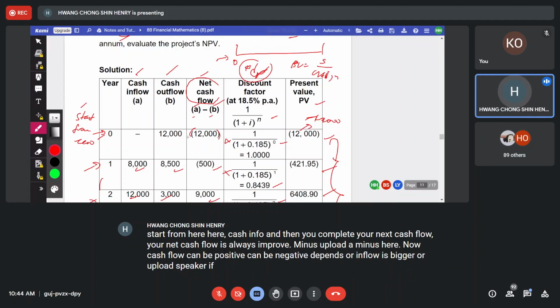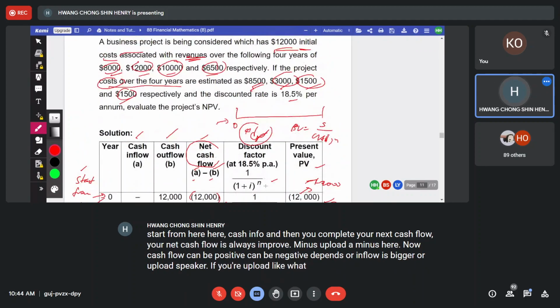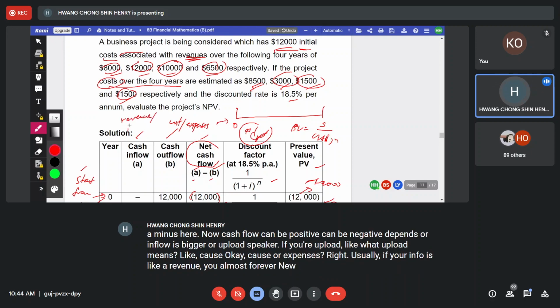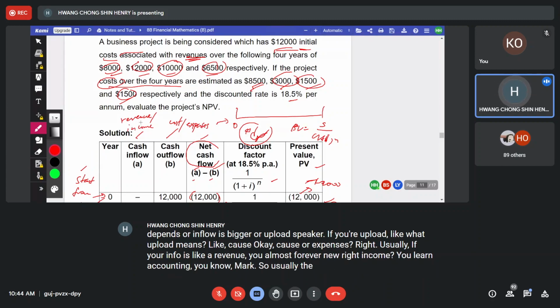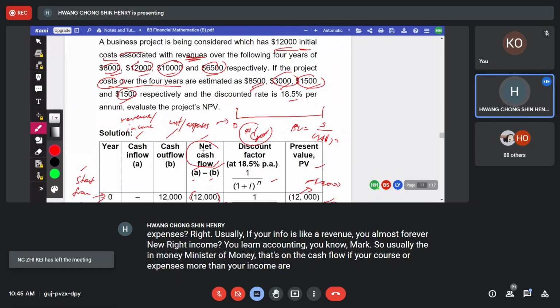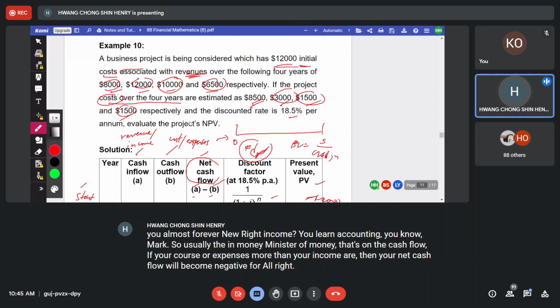If your outflow like what? Outflow means costs or expenses, right? Usually, if your inflow is revenue, you all know what's called revenue, right? Income. You learn accounting, you should know. So usually the money in minus the money out, that's your net cash flow. If your costs or expenses are more than your income, then your net cash flow will become negative. All right, so you have to read the question now.